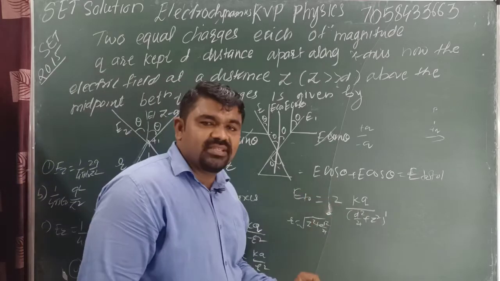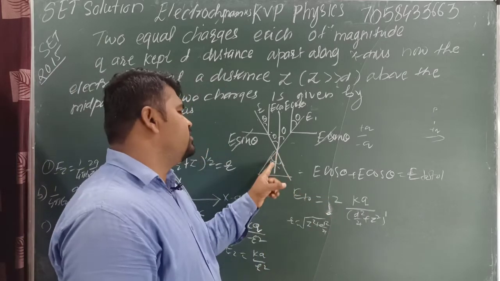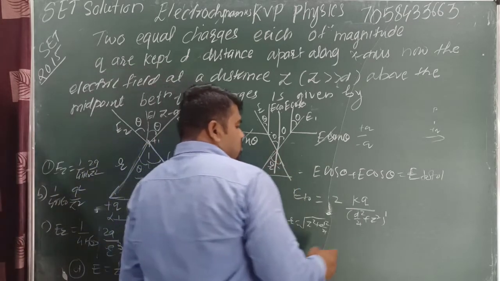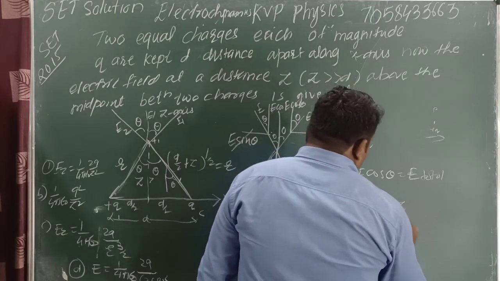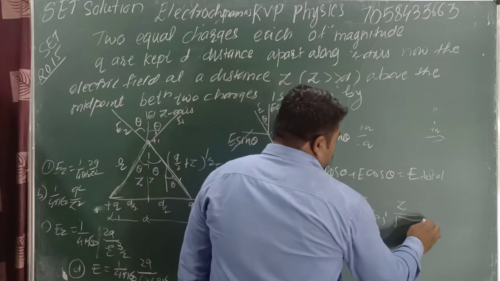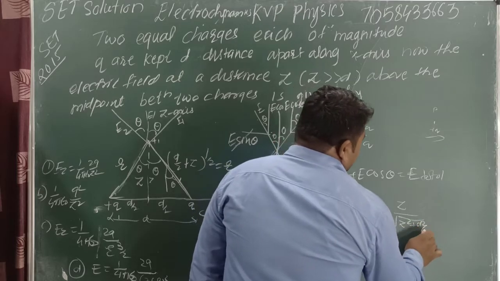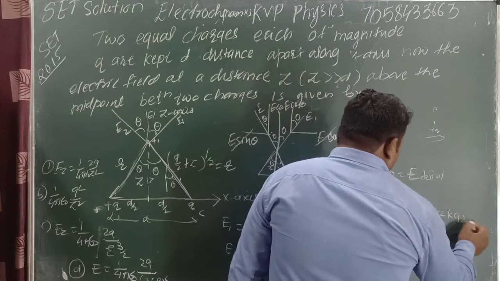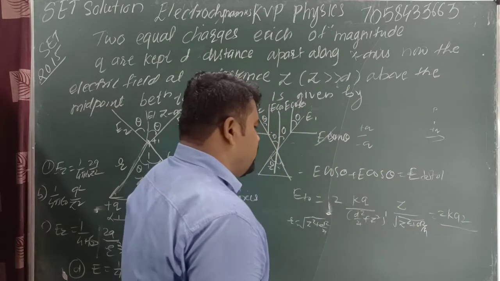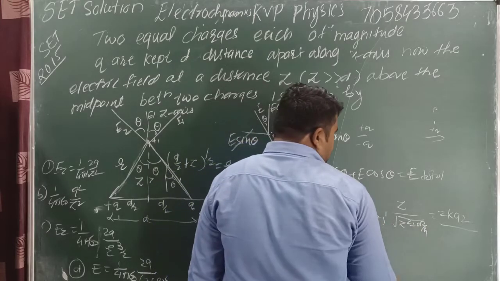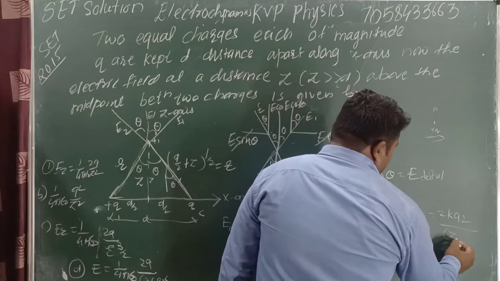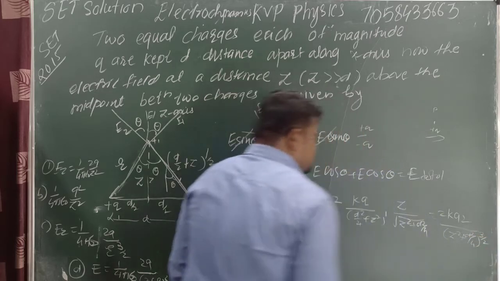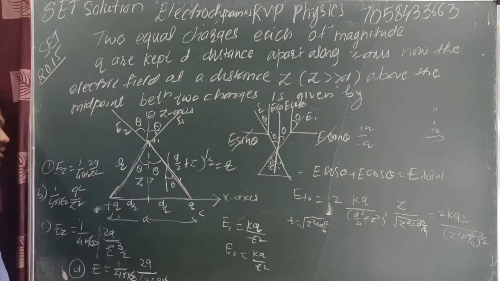Next, how to find cos theta? Cos theta, we know, is adjacent upon hypotenuse. What is the adjacent here? Z is adjacent for this one. And what is the hypotenuse? R. Hypotenuse is R. This is equal to Z upon R, and R means root of Z square plus D square upon 4. This can be written as 2 times KQZ upon (Z square plus D square upon 4) bracket to the power 3 by 2. But in which form is the answer given?